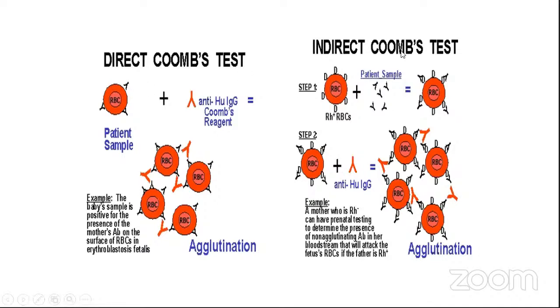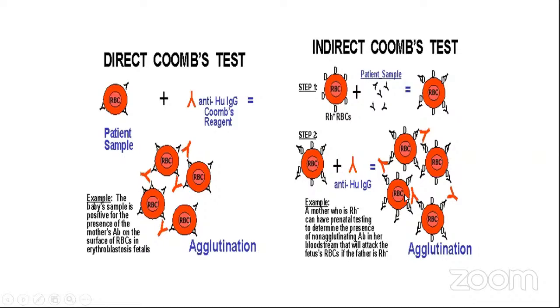Whereas the indirect Coombs test usually occurs in vitro, or in the laboratory. The classical example: a mother who is Rh negative can have prenatal testing to determine the presence of non-agglutinating antibodies in the bloodstream, which will attack the fetus's RBCs if the father is Rh positive. So prenatally, you take the patient sample and sensitize it with the incomplete antibodies, and then you add the anti-human immunoglobulin.